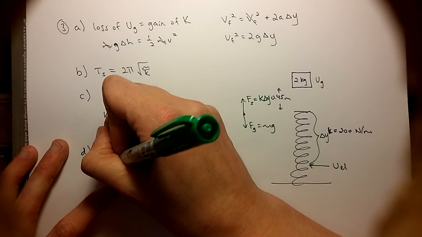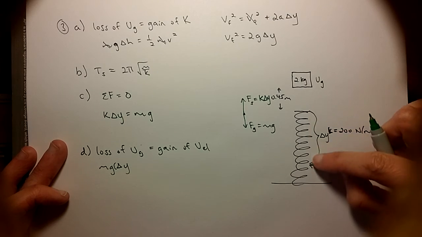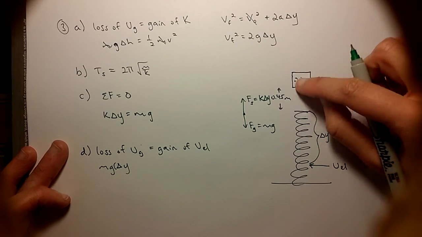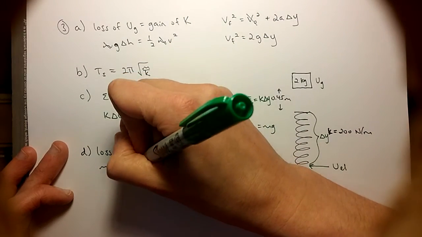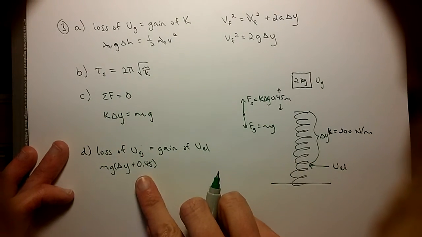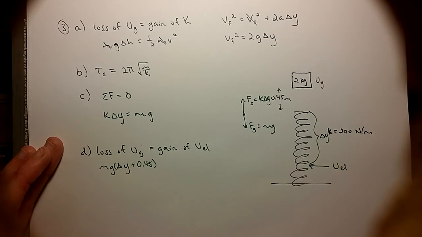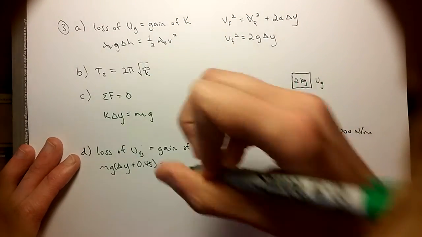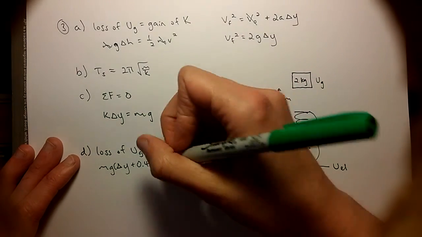So our total change in height is going to be delta y, the amount it compresses the spring, plus the 0.45 that it fell initially before it hit the spring. That's our total change in height. So that will be our loss of gravitational potential. And then that has to be equal to the gain of elastic potential.